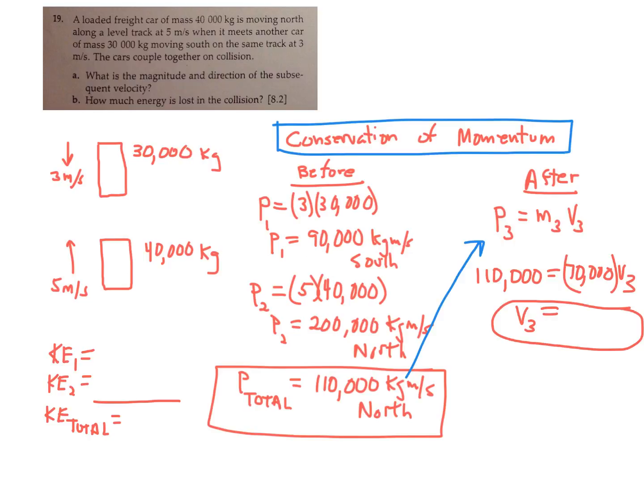And then you would come over here far on the right and figure out KE3, the total kinetic energy of that 70,000 kilogram car, just plugging into the 1/2 mv squared, and then compare what you have after the collision to what you have before the collision, subtract the two numbers to figure out how much kinetic energy was lost, because all we're worried about here is kinetic energy.